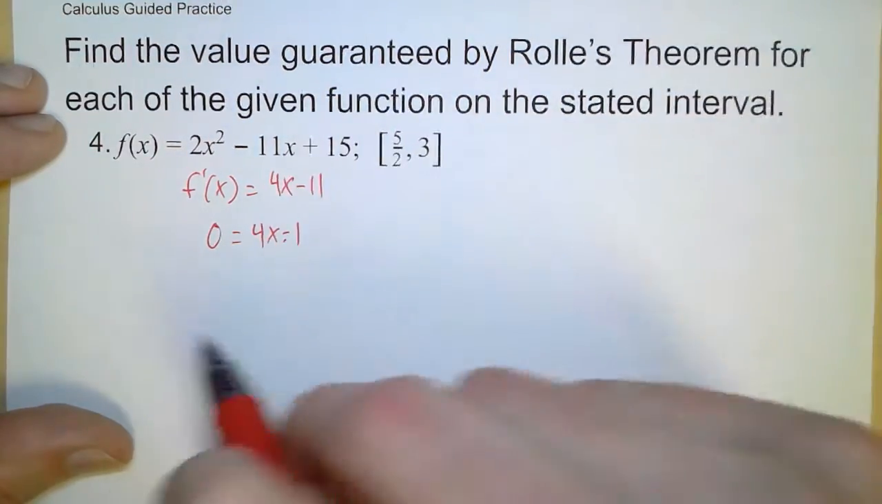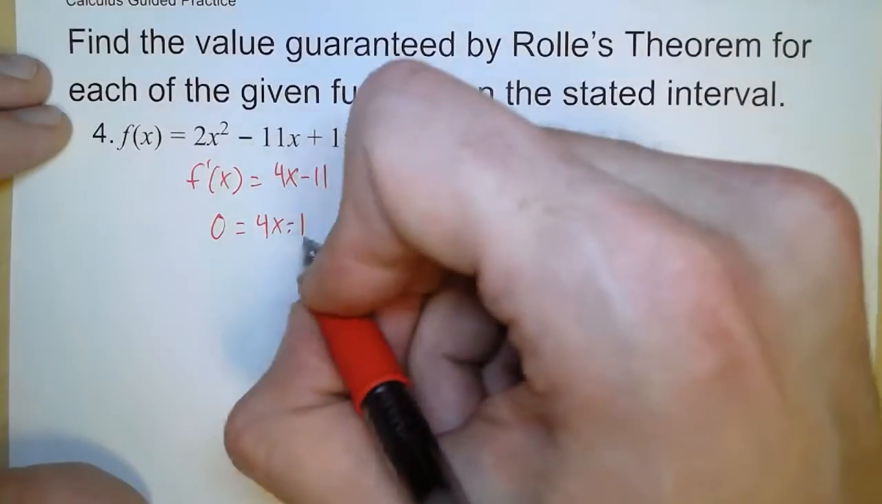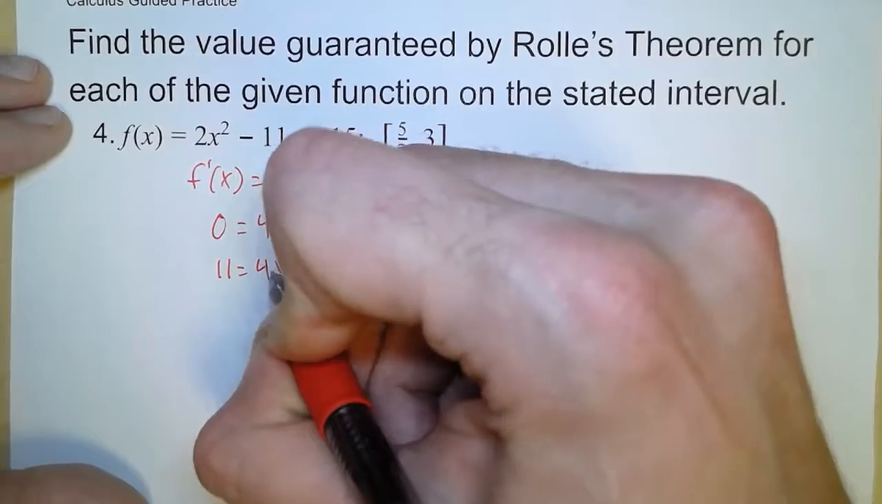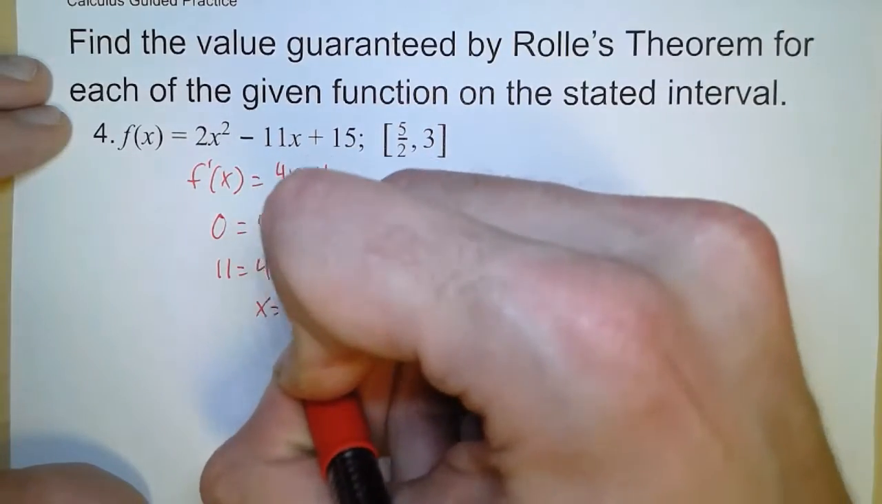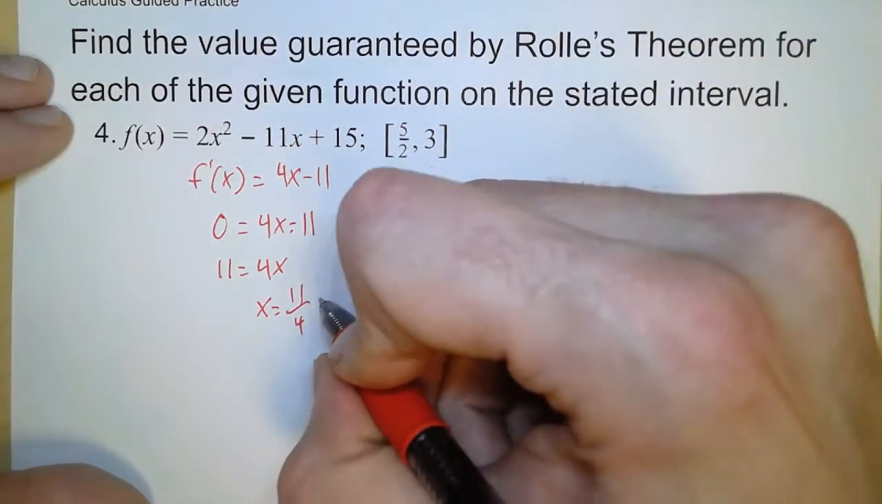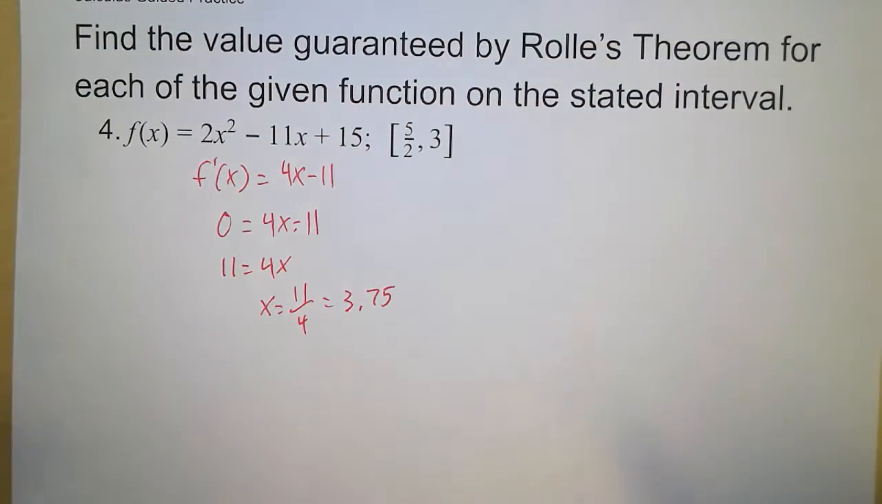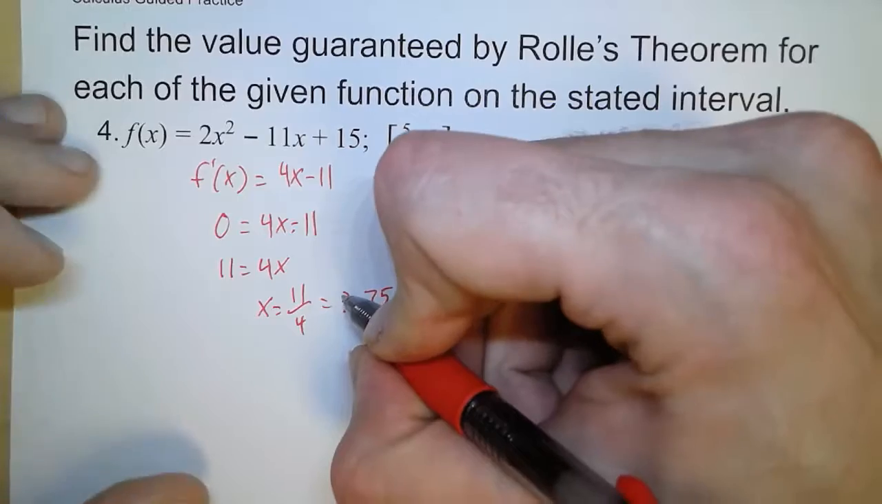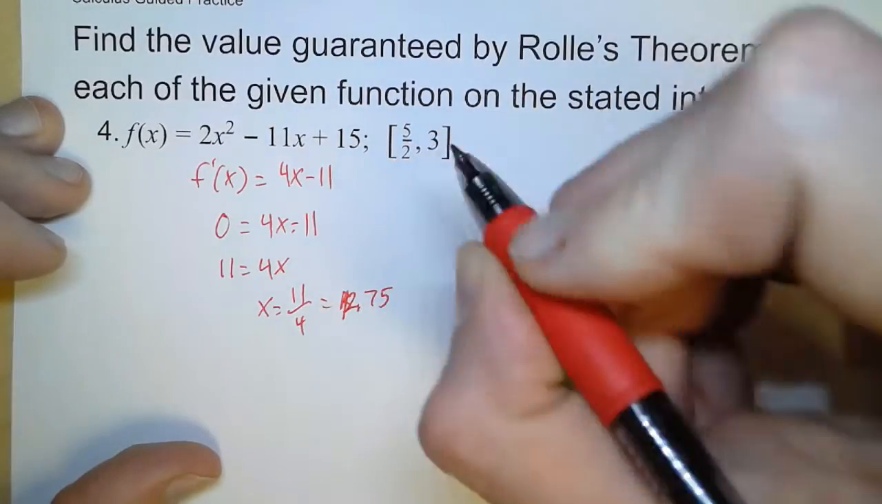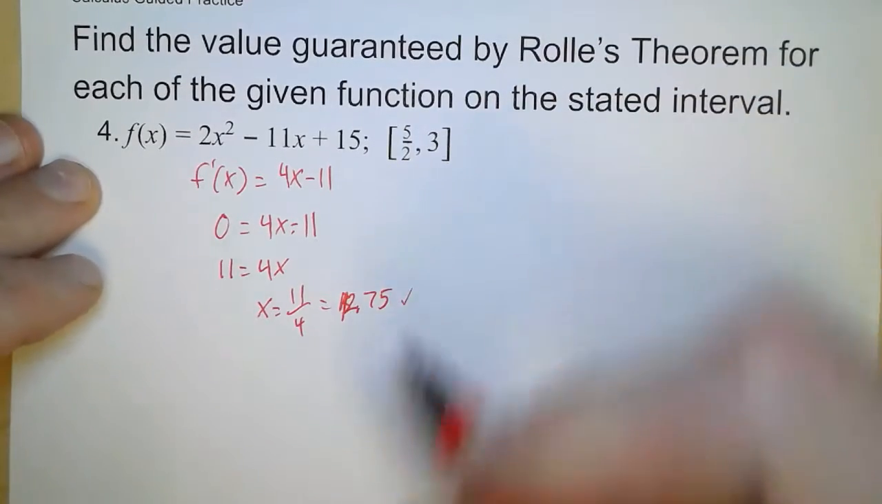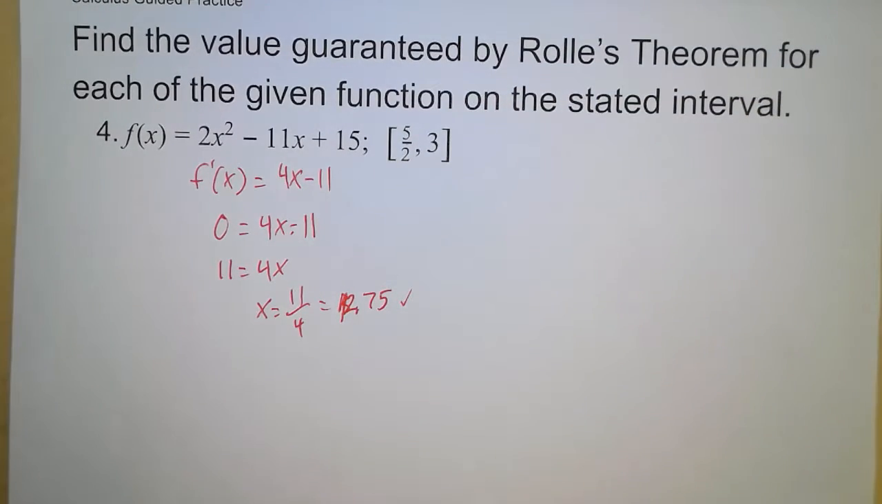And now all we have to do is algebraically solve this. So we add the 11 over. So that's 11 equals 4x, and x equals 11/4, which as a decimal equals... no, I'm sorry, that is 2.75. And so 2.75 is indeed on this interval. So that is the x value that we're looking for. Oftentimes they use a value of c, but it works the same way.